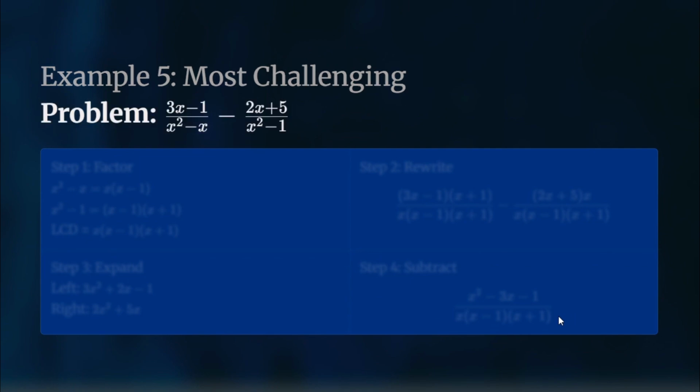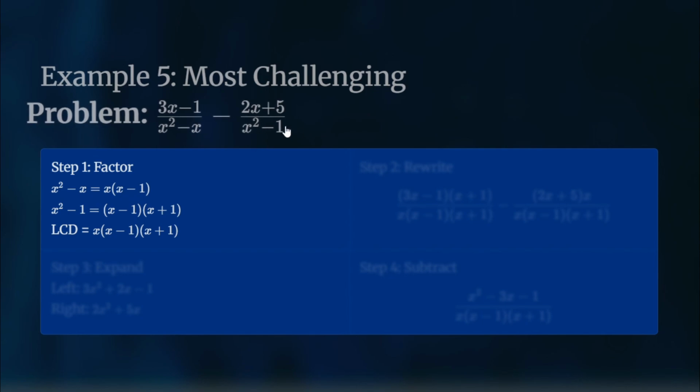Now, we want to perform this operation: 3x minus 1 over x squared minus x, minus 2x plus 5 over x squared minus 1. Clearly, our denominators are not the same, so we will factor first. X squared minus x could be factored out. X could be factored out, so this would become x times x minus 1.